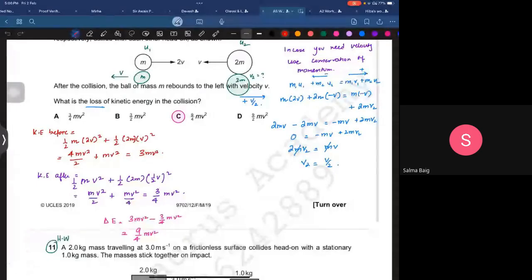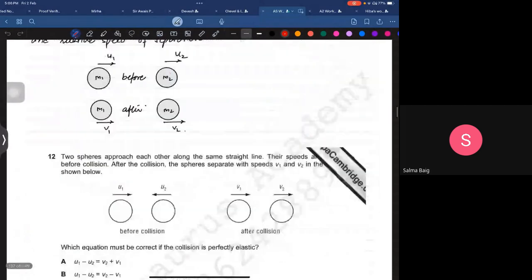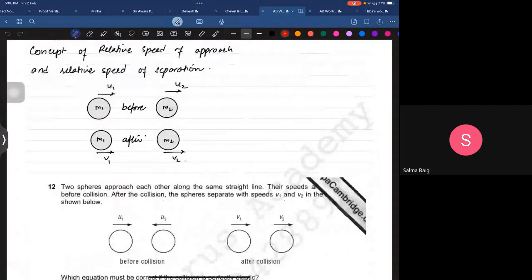How to find that change in energy. Today, we are going to do another thing, which is a very close cousin to this, but that would help us further improve our understanding. So, this topic is called the concept of relative speed of approach and relative speed of separation.